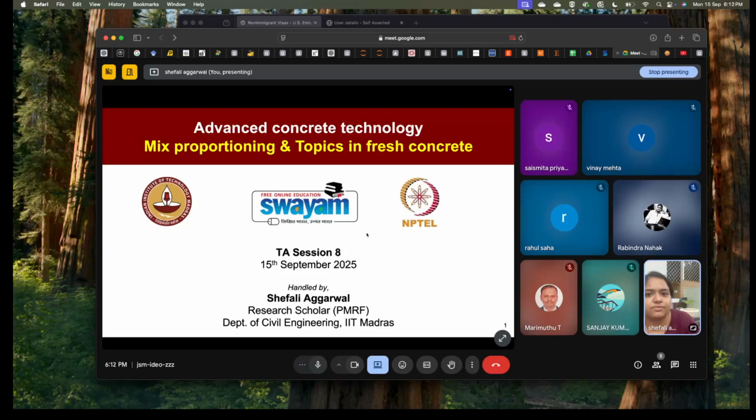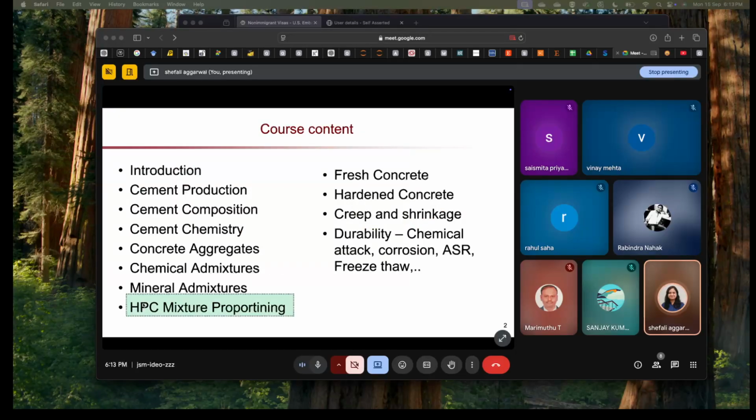So, in this week, you might have studied how we are going to do mix proportioning for high performance concrete, what the different topics are, and how we will analyze fresh concrete and do testing in fresh concrete systems. So, if I talk about the lectures, in this week, out of all the content, we will be studying HPC mixture proportioning and fresh concrete.